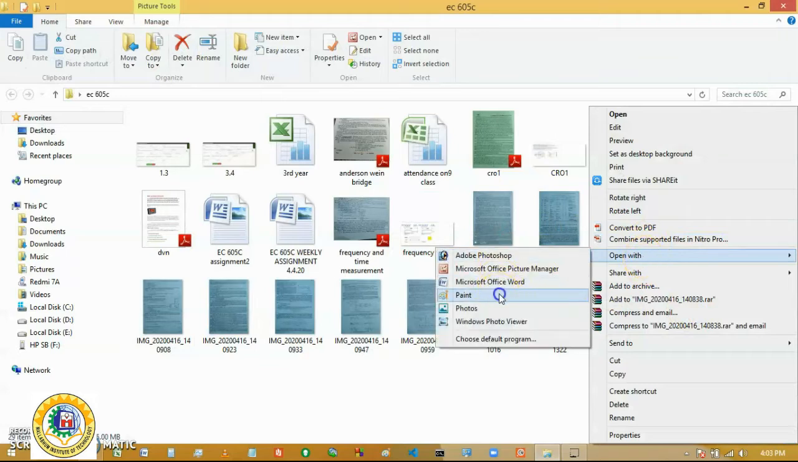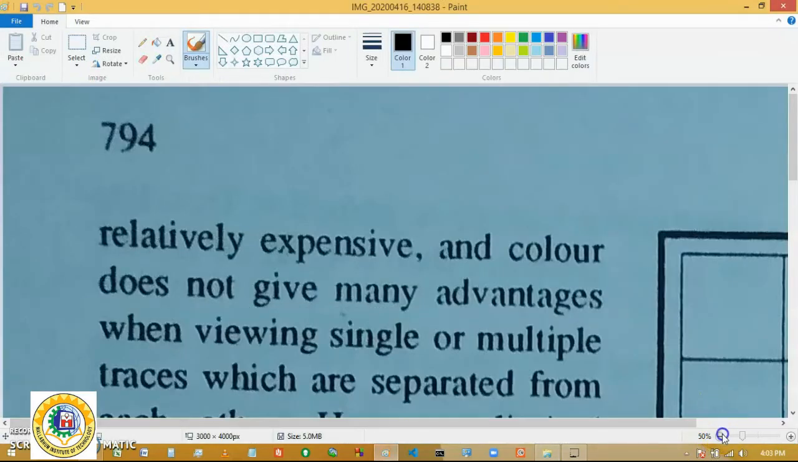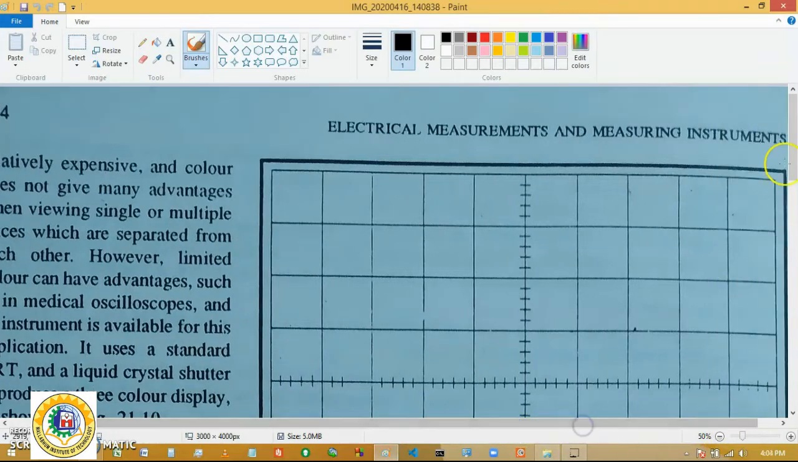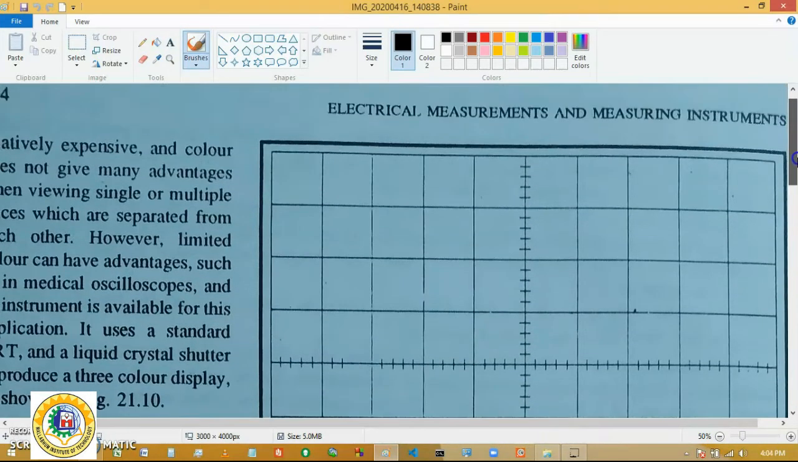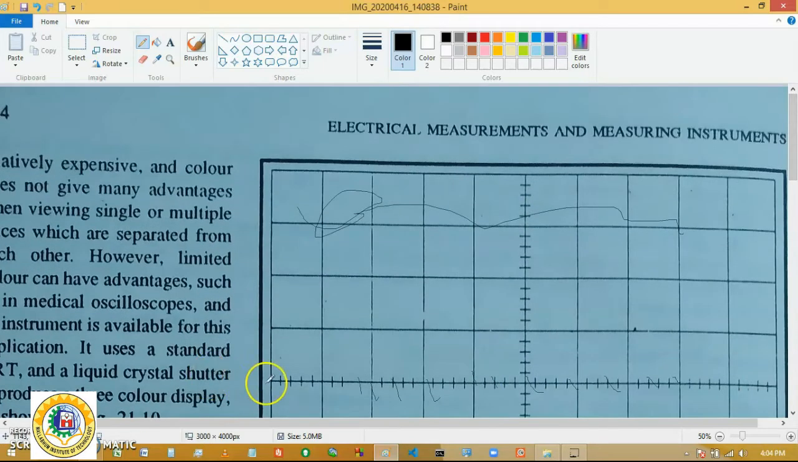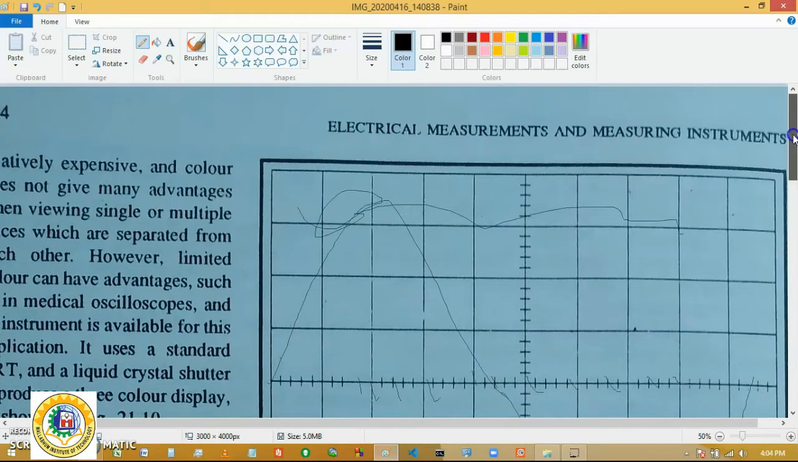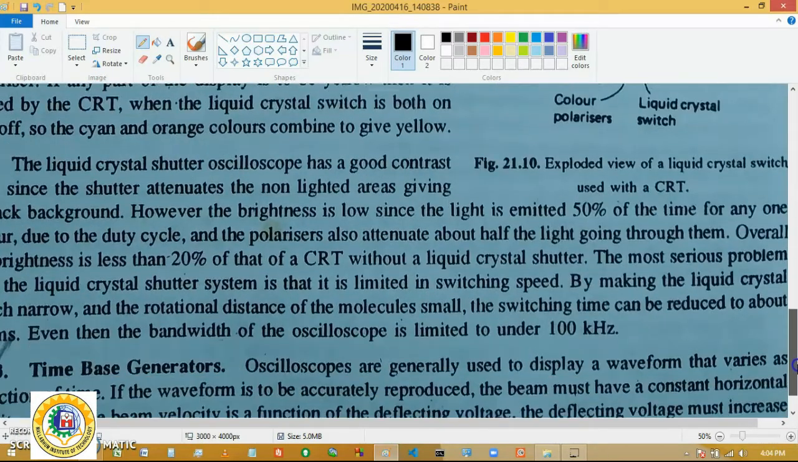Next is the screen of the CRO. As you can see, this is the actual view of the screen of the CRO. This grid line is called the graticules, and this is the smallest division, which is used to measure different types of waveform. The waveform can be placed like that, which is used to measure onto the faceplate.